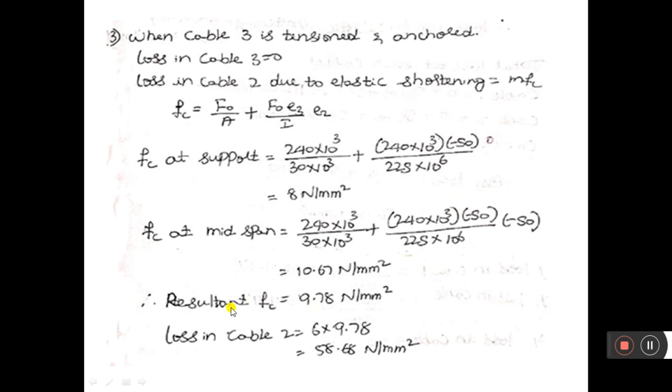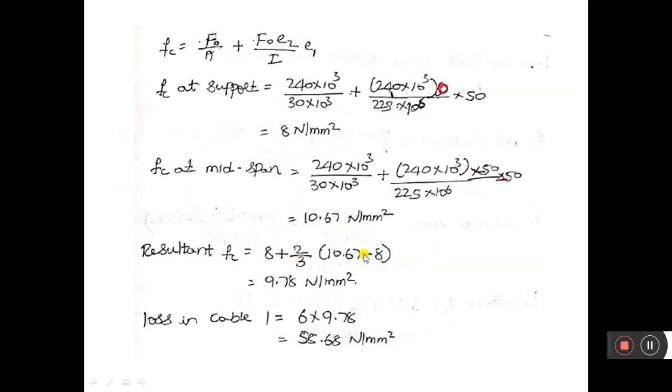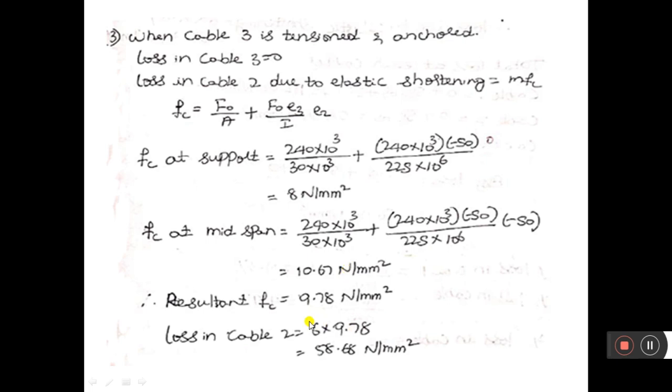So resultant compressive stress in concrete is equal to 9.78. Considering this and this, as we have done in the previous problem, with the same equation we will get the resultant force. So resultant compressive stress Fc in concrete is equal to 9.78 Newton per mm square. Therefore, loss in cable 2 when cable 3 is pulled and anchored, with m as 6 and Fc as 9.78, gives 58.68 Newton per mm square.